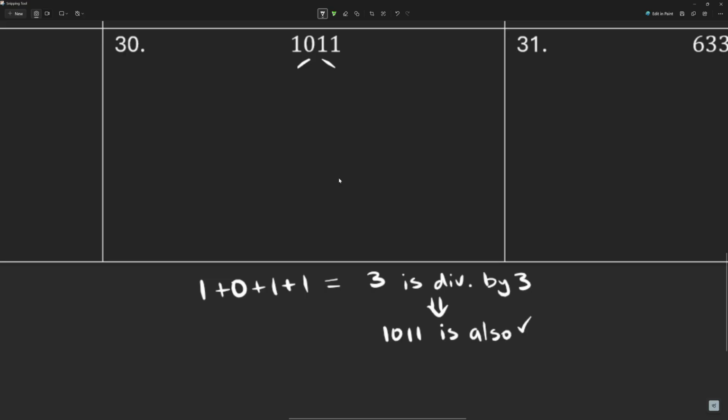So fun. All right, so let's pull out a 3. 3 goes into 10 3 times with a remainder of 1. 3 goes into 11 3 times with a remainder of 2, and 3 goes into 21 7 times.